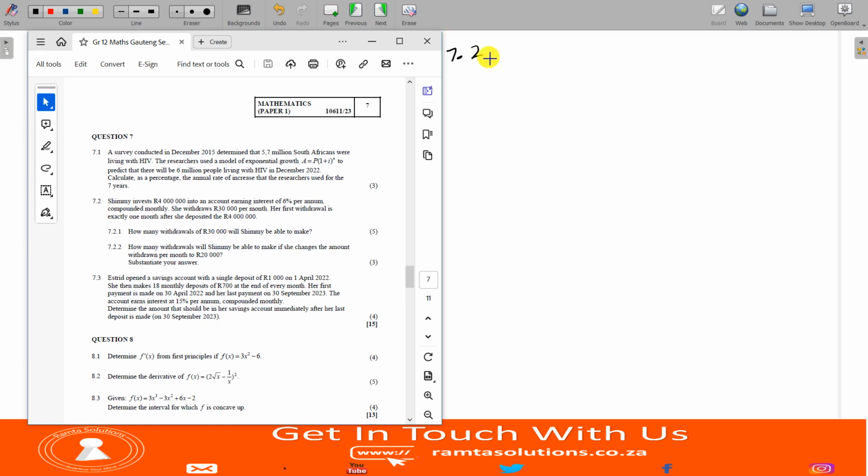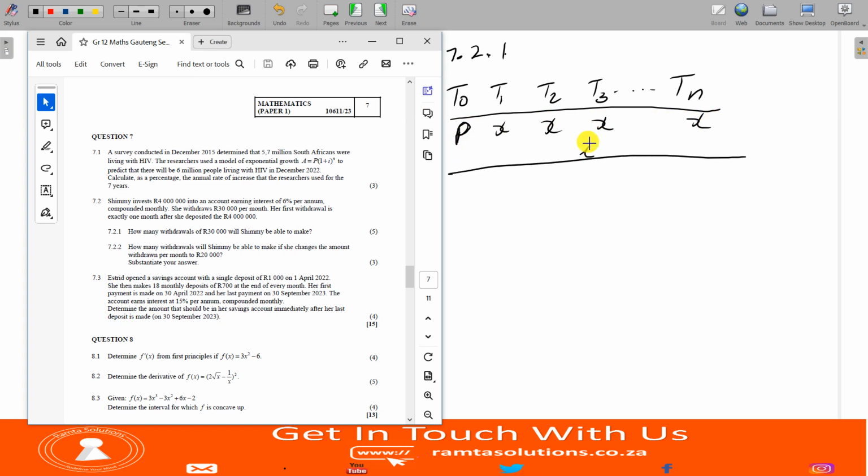So, first, let's draw a timeline to really understand Shimi's situation. She invested that amount of money and then she withdraws 30,000 rands per month. They said her first withdrawal is exactly 1 month after she deposited. So it is at T1, because she deposited that 4 million at T0. This continues until the end because you don't know what it is. And of course, your interest is there.